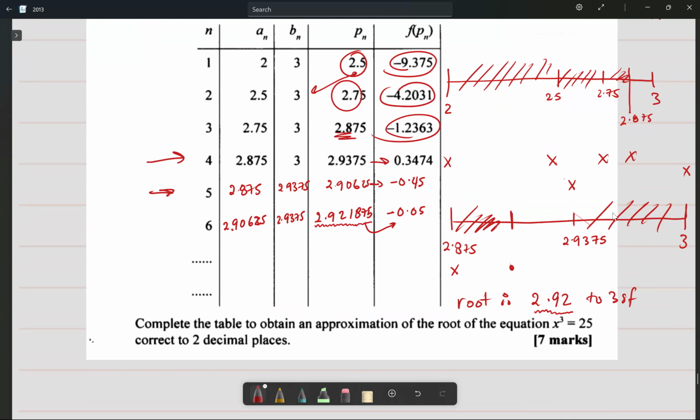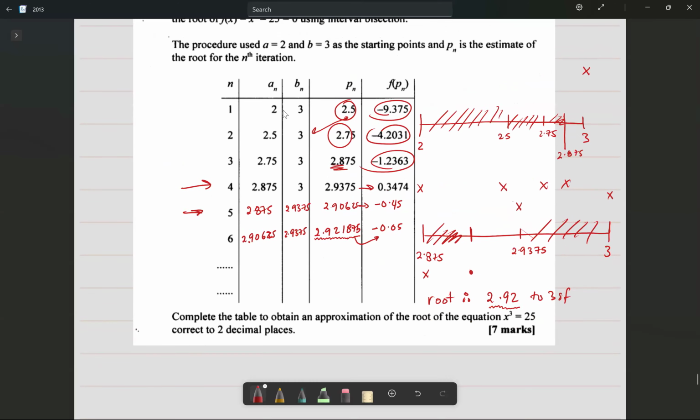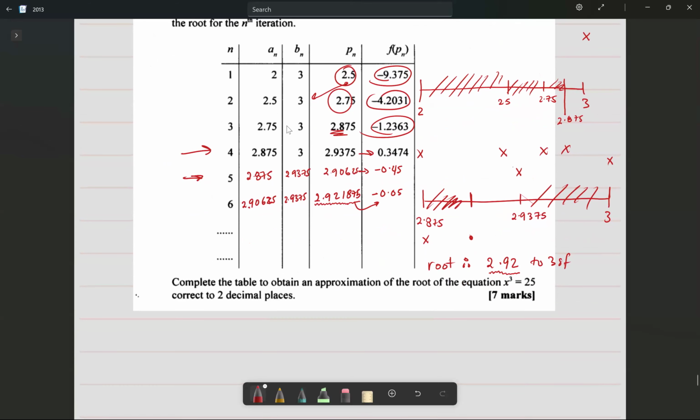Any confusion about this question? Understood by interval bisection? No issues. Okay.